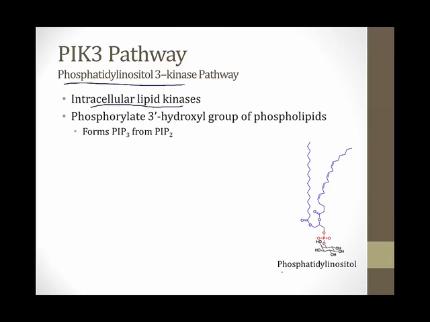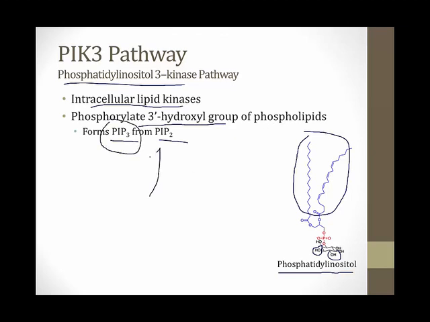If you look at the bottom right side of the screen, this is the chemical structure of phosphatidylinositol. You can see that it has long chains of carbon and hydrogens, therefore it is a lipid. It's also attached to a sugar moiety with a lot of OH groups, and these OH groups can become phosphorylated. If two of them are phosphorylated, the structure is called PIP2. If three of these hydroxyl groups are phosphorylated, the structure is called PIP3. And what the PI3K pathway leads to is the phosphorylation of the 3' hydroxyl group of phospholipids so that more PIP3 gets produced from PIP2.